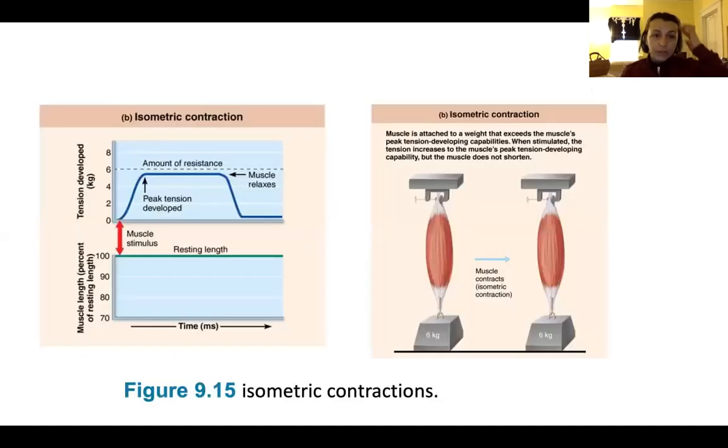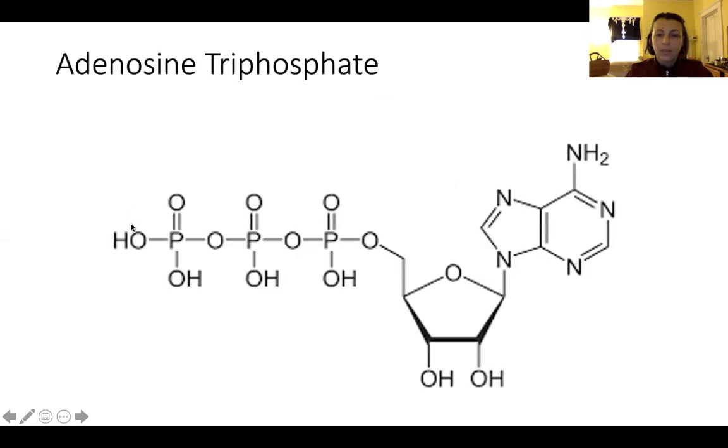Here's another graph of isometric, right? And this is simply illustrating that there's a peak tension developed with the amount of resistance, and that happens over time. What doesn't change over time is the resting length.